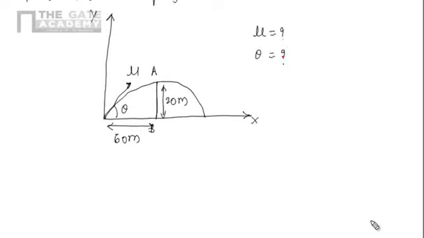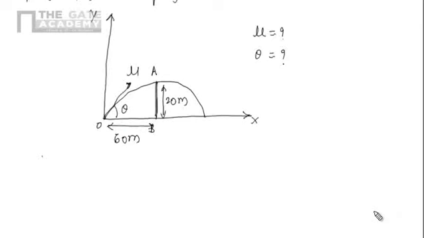So I am again repeating the problem. A shell is required to project such that it will just cross the wall of the fort. The height of the wall is given here AB, and the shell is just required to cross the wall, and the wall height is given 20 meter, and the distance between the gun and the wall, that is OB, is given 60 meter. And here we are interested in what is the velocity of projection and what will be the angle of projection. So we have to find U.